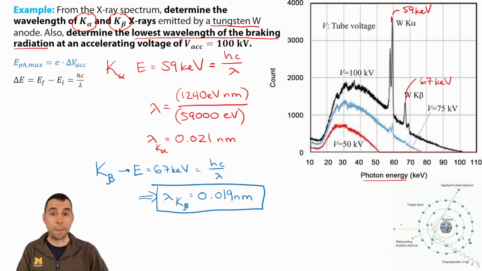And now thinking about the background radiation that is generated in this process, we can find the lowest wavelength would correspond to the highest energy X-ray that was emitted.